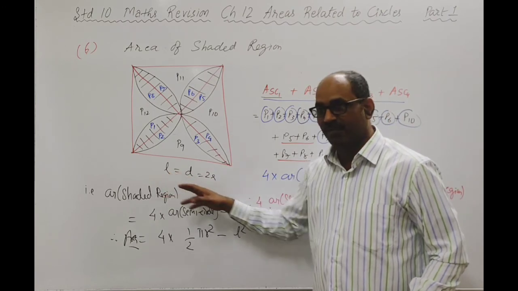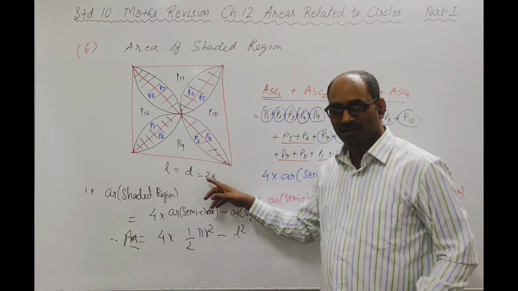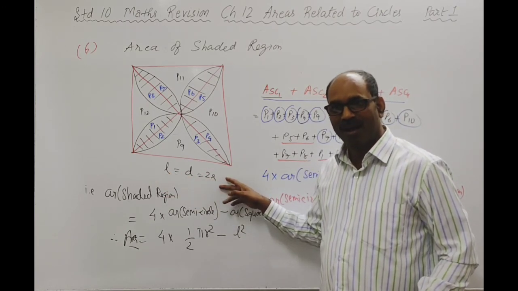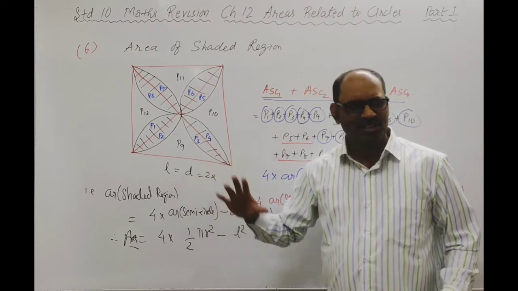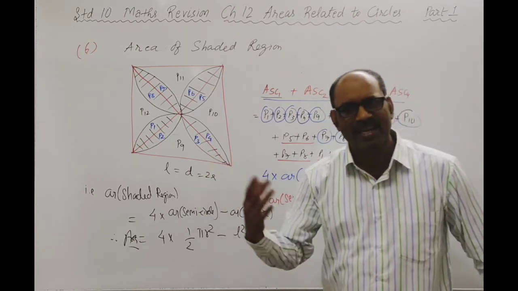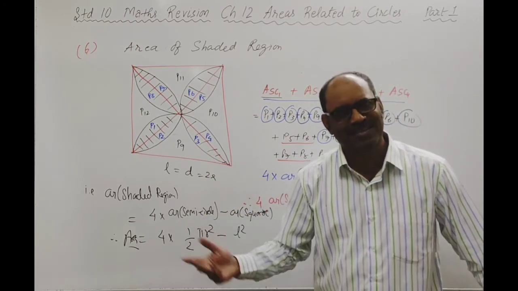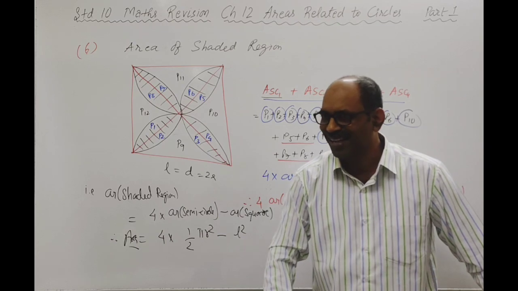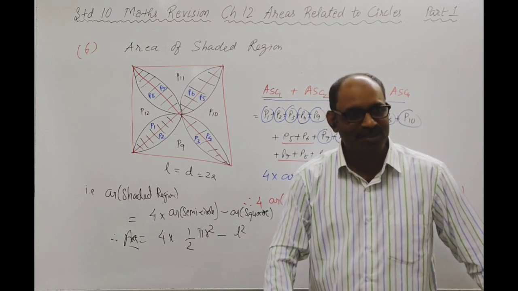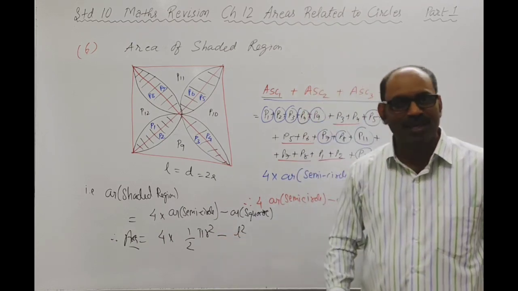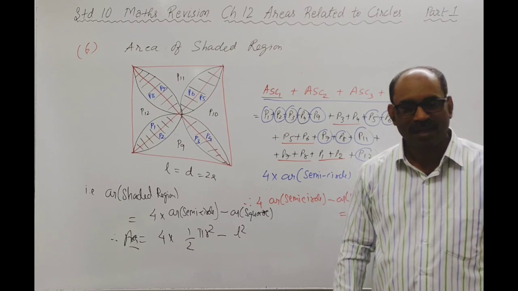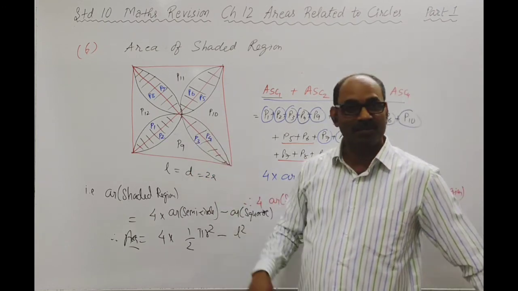If the length is 10 centimeters, the radius is 5, since 2 into what will be 10? This relationship will give you the radius when the length is given, or the length when the radius is given, or when the diameter is given. Is that clear? I hope you understood. So straight away you can use this formula, and then remember this relationship.